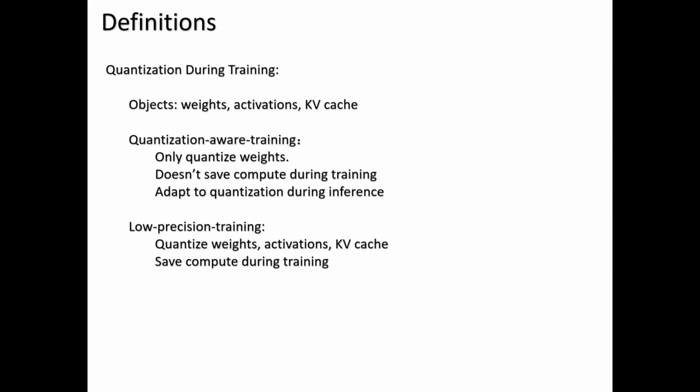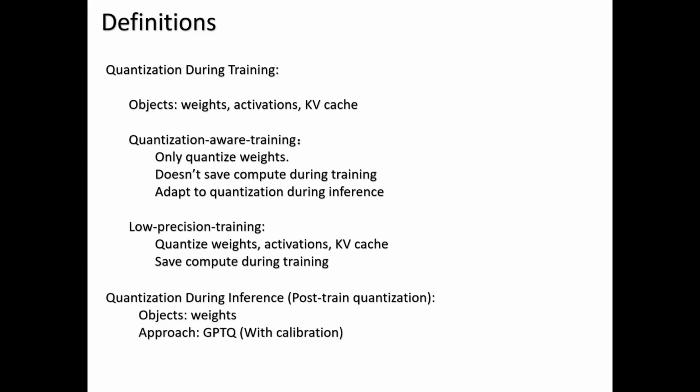And low precision training is when we quantize weights, activations, and the KV cache during training. So this saves compute during training because the matrix multiplications are done with the quantized variables. And the quantization during inference is also called post-training quantization. That is, the objects to quantize are the weights.